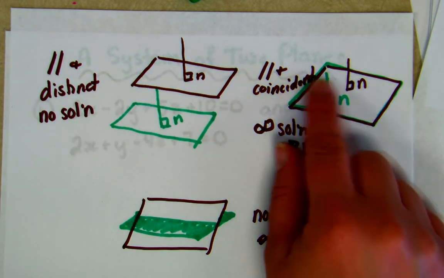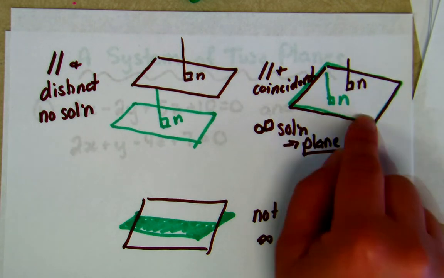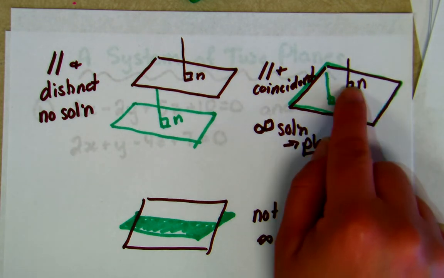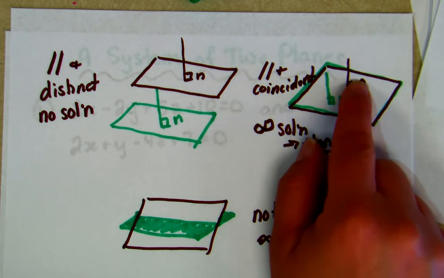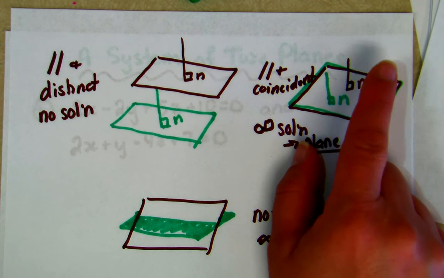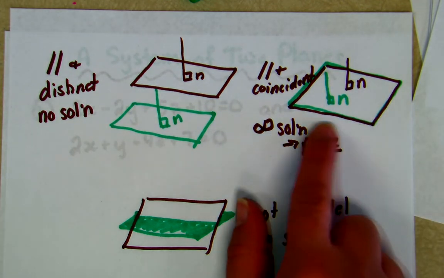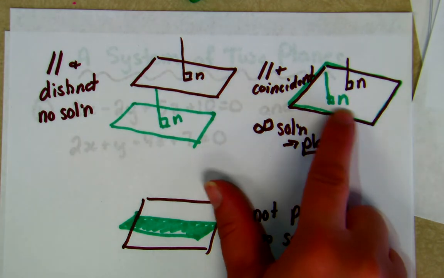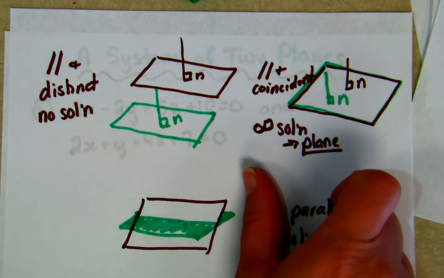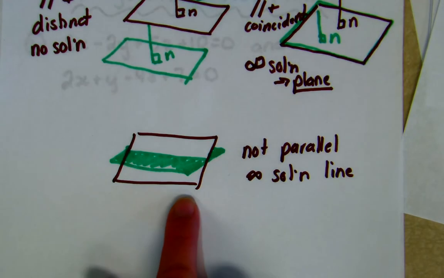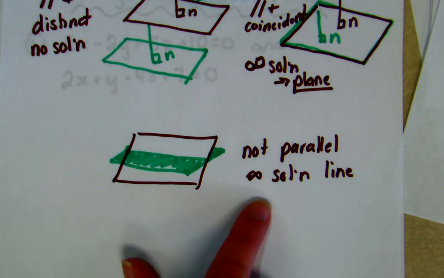Parallel and coincident, again, we have our two planes and they're in the exact same spot, but I can start to figure this out by looking to see if the normals are parallel. If they're the same plane, there's an infinite number of solutions, but in this case, the infinite number of solutions represent every point on either of the planes. If you have two non-parallel planes, they will always intersect in a line.